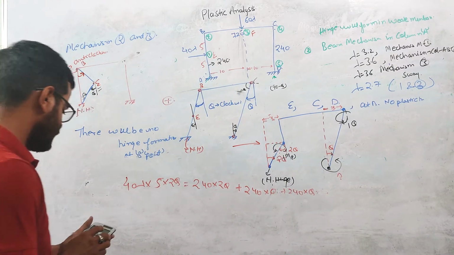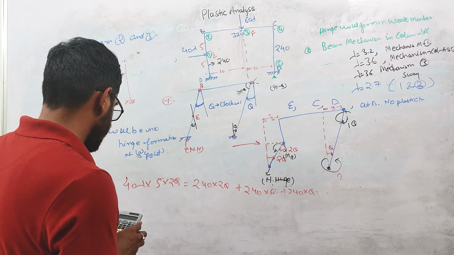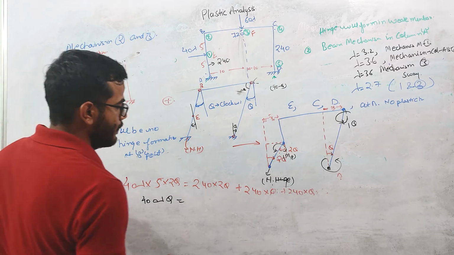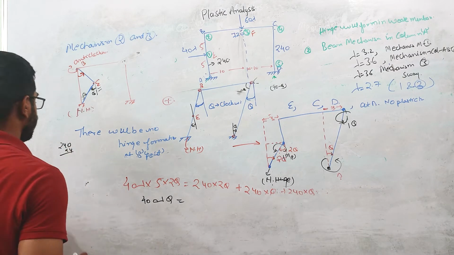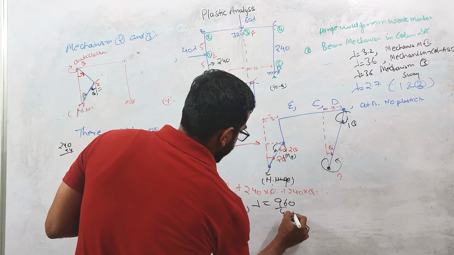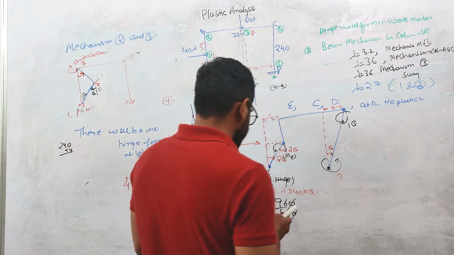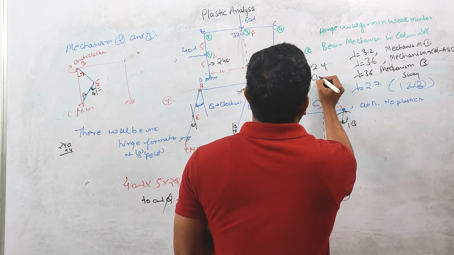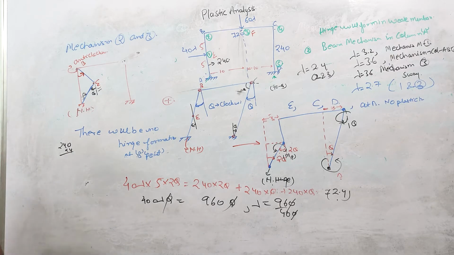So if you solve this, 40 into 5 into 2 is 400 lambda theta, and this equals 240 into 4, which is 960 theta. Theta will cancel out each other. So lambda will be 960 divided by 400, so 96 divided by 40 is equal to 2.4. So lambda is again 2.4 when you combine mechanisms 2 and 3, right? If you are combining mechanisms 2 and 3, you are getting the value of lambda 2.4.